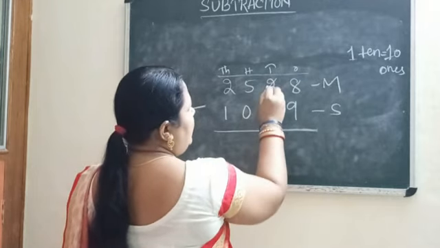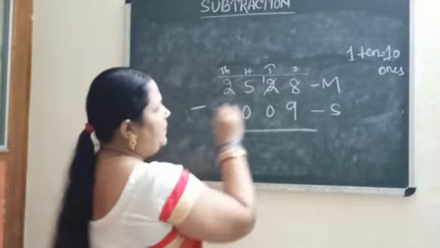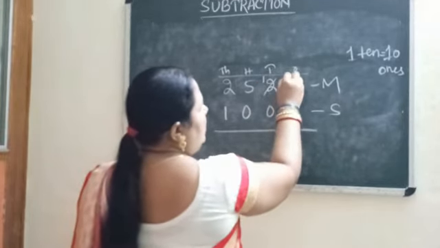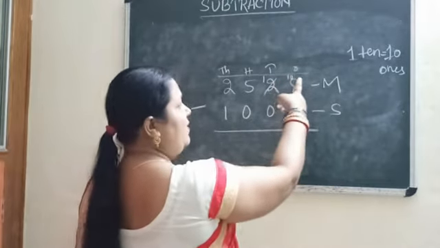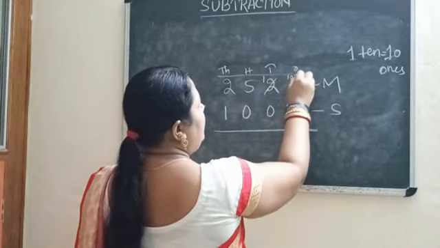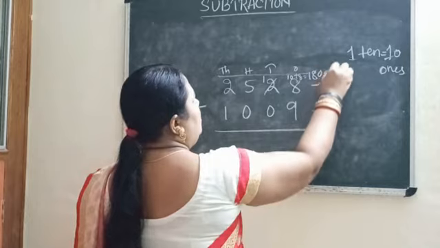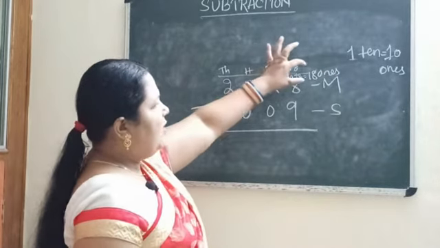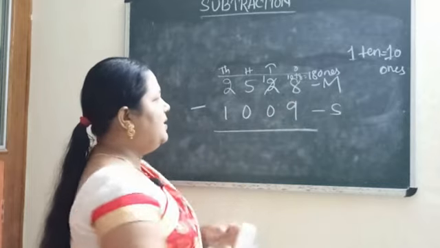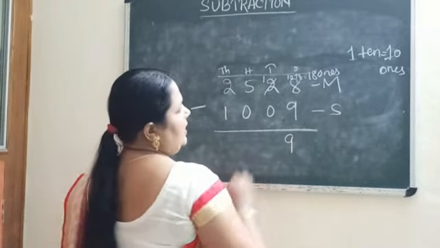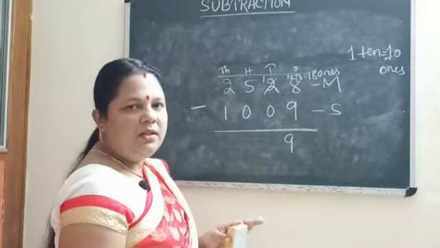So we are borrowing 1 ten from here. If we cut this, that means we have taken 1. So how much is left here? 1. Here we add 10 ones, because it is converting to the ones place. So 10 ones plus 8, how much does it come to? 18 ones. Okay. So from 18 ones we can now subtract 9. Yes, 18 minus 9, how much is it? 9. Now your ones place subtraction is over.